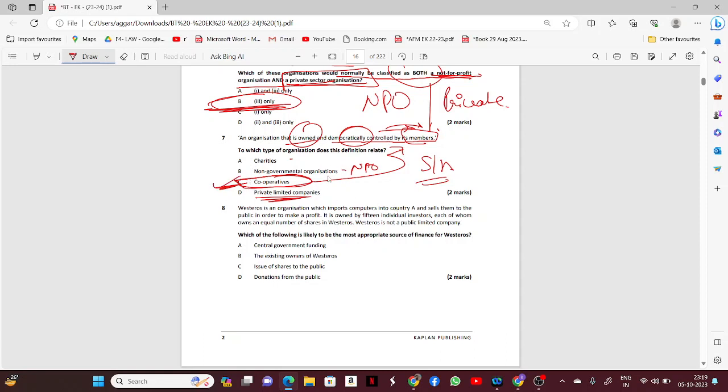If you ask me about NPOs, in an NPO we do not have a profit motive, whereas in cooperatives we do have a profit motive. So this just eliminates this option. This is eliminated. So that is the reason this would be the correct answer.